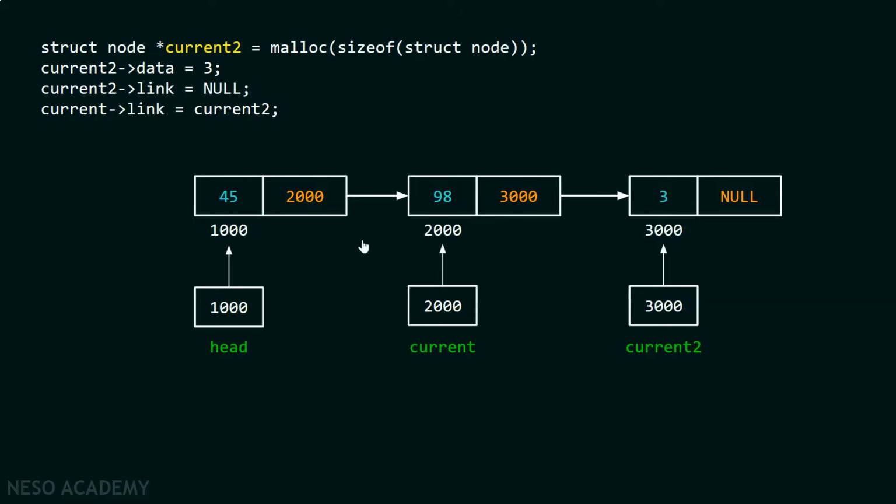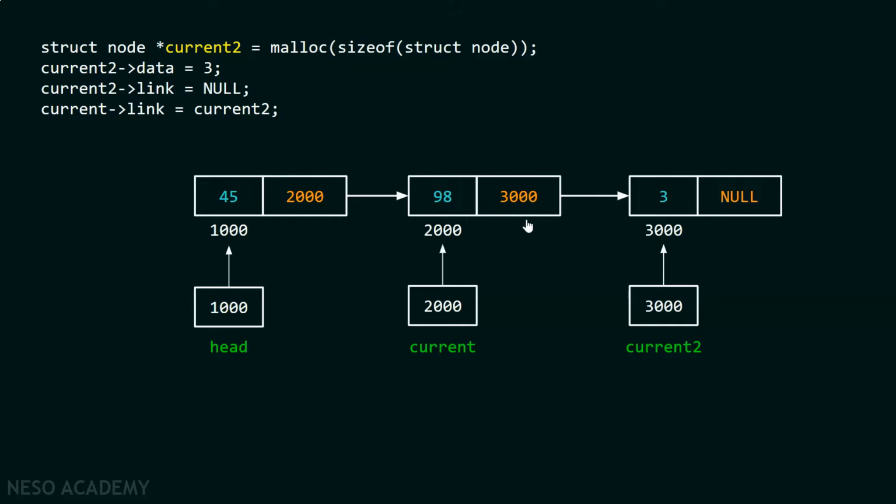The single linked list has been created, no doubt about this. Here we have the head pointer which is pointing to the first node, the current pointer which is pointing to the second node, and the current2 pointer which is pointing to the third node. By using this line, we are actually updating the link part of the second node. This is method number 1.